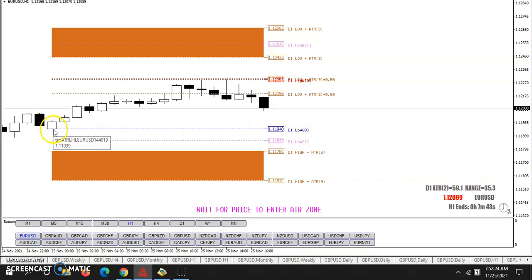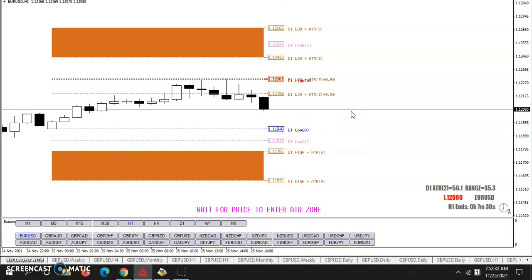So you can see this is the open, also the low. We are above the open, so you can see the halfway point, and price entered that zone and is now leaving that zone.